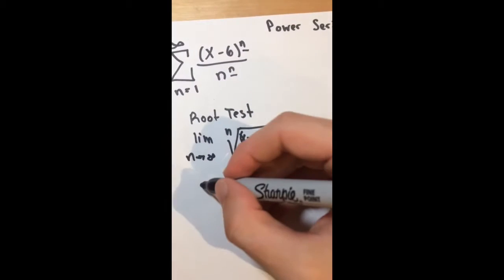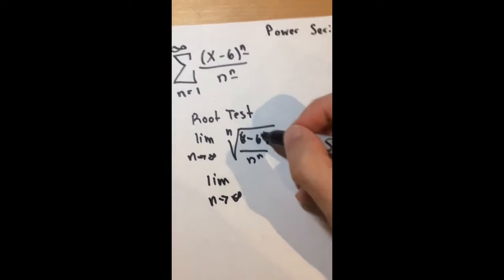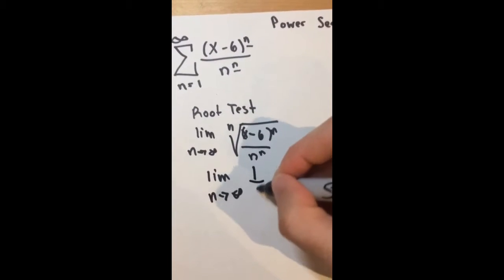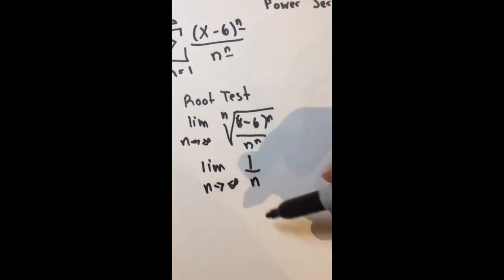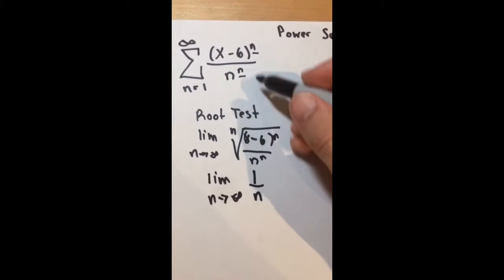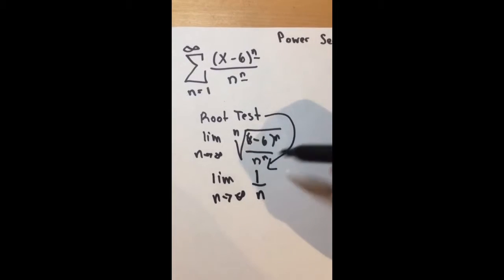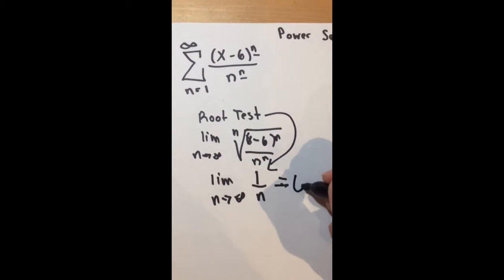I cancel out all of my n's, right? So I get the limit as n approaches infinity. This pretty much goes to the side. We don't have to worry about that right now. The limit as n approaches infinity of 1 over n is way easier. So we went from this to that using the root test. So the limit here equals 0.